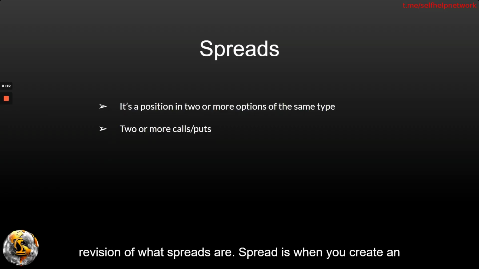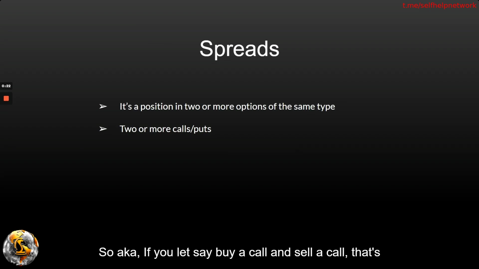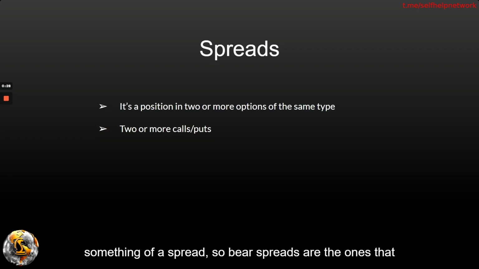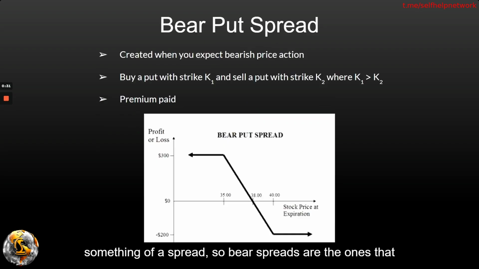So a quick revision on what spreads are. A spread is when you create an options position which combines two or more options of the same type. So if you, let's say, buy a call and sell a call, that's a spread. Bear spreads are the ones that are used when you expect bearish price action.